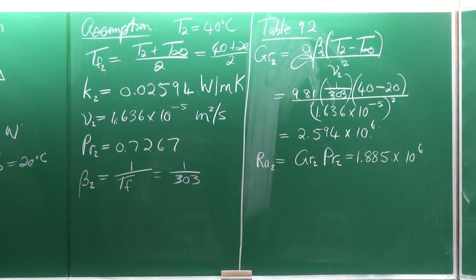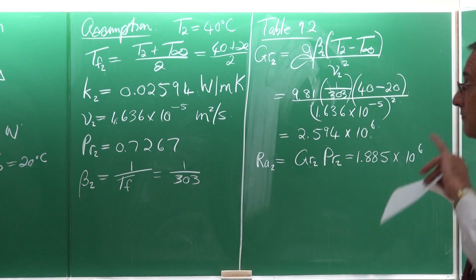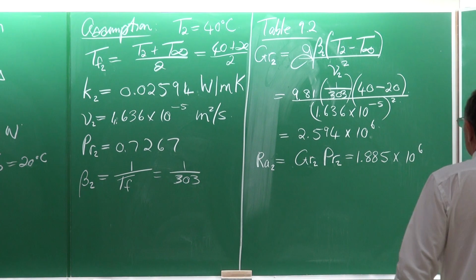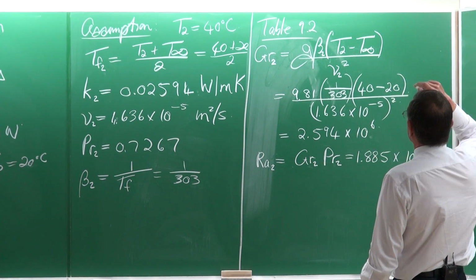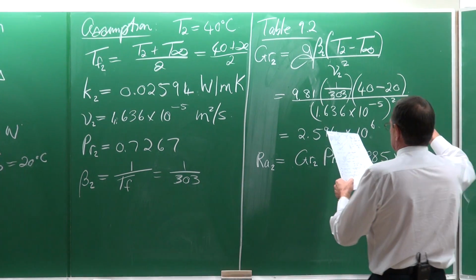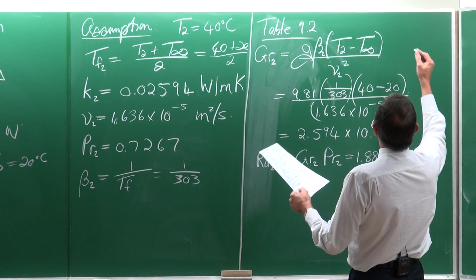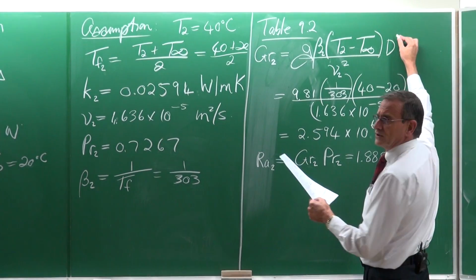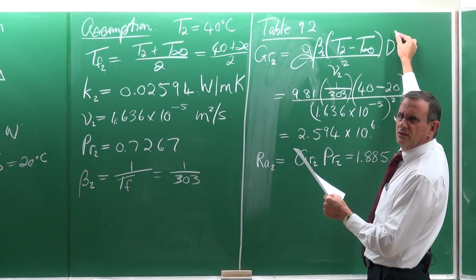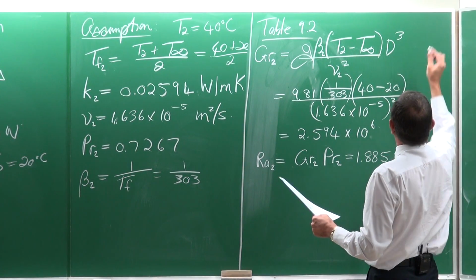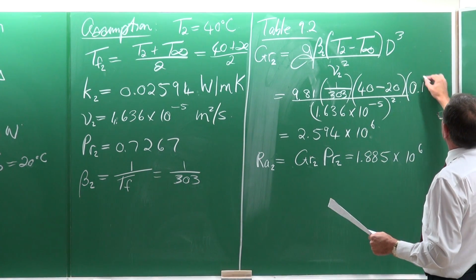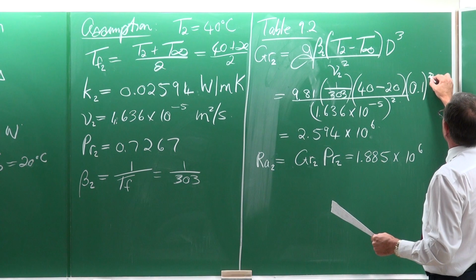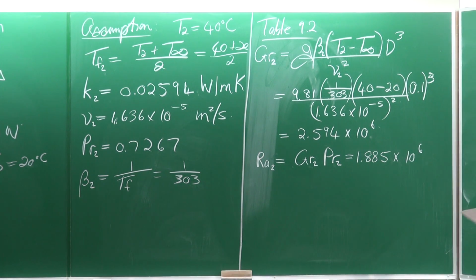Should the Grashof number not be multiplied by the characteristic length? Ah, sorry, you're right, yes. The diameter, is it square, is that right? Or is it third? Third, yeah. Diameter third, right. Okay, thank you. So the diameter third is 0.1 to the third. There you go.